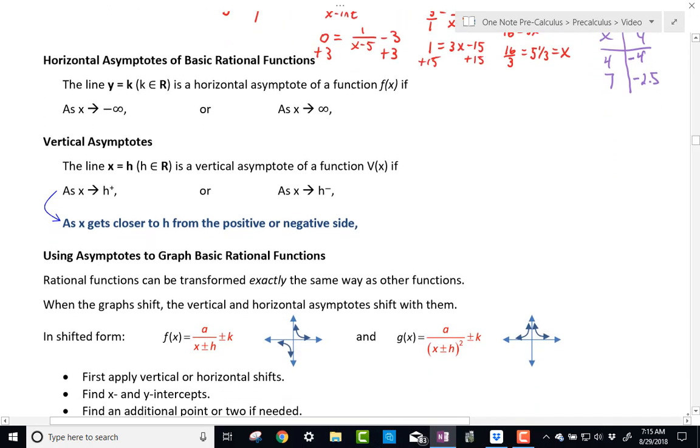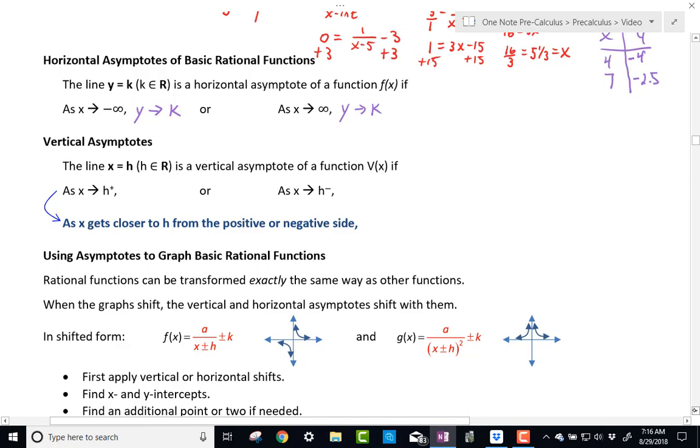All right? So it says the line y equals k, so k can be any real number, decimal, whole number, positive, negative, is a horizontal asymptote of a function f of x if, as x goes to negative infinity, so as x gets really small, my y's get closer and closer to the value of k, whatever that k might be, or as x goes to positive infinity, y goes to k. And we just showed that in our warm-up up above.